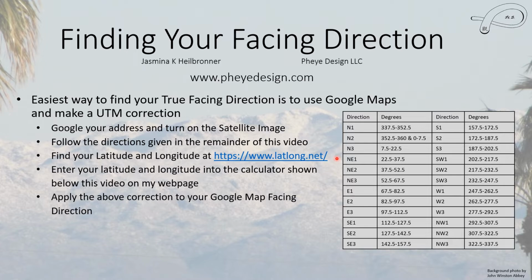Now I'll go over these last steps at the end of the video too, so you don't have to remember it all right now. But once you do that, you enter the latitude and longitude you found here into my calculator, and then you apply the correction to your Google Maps facing direction, which I will now show you how to do.